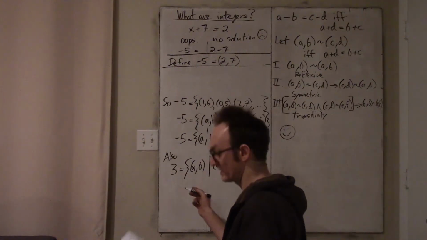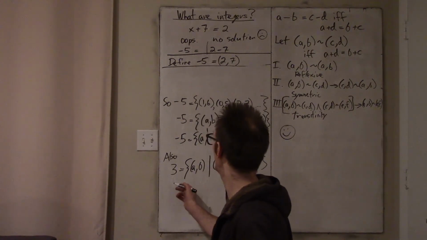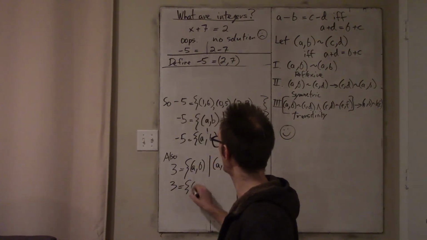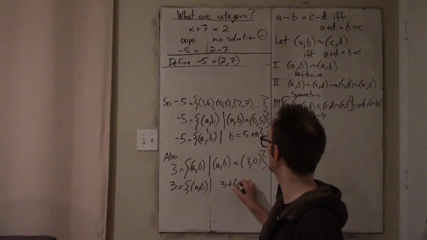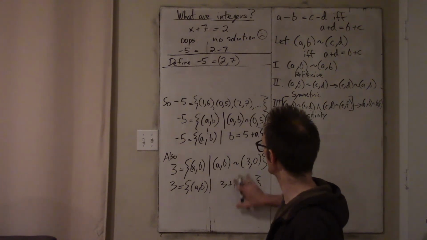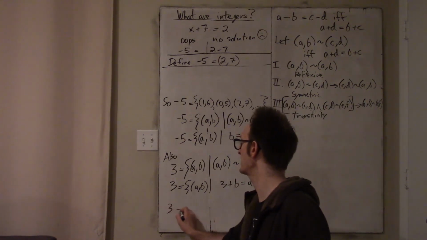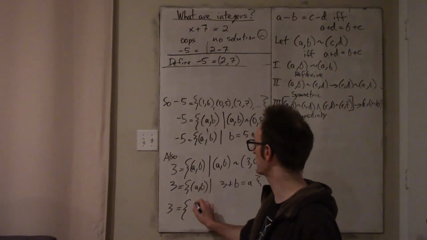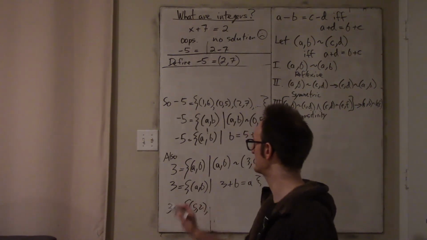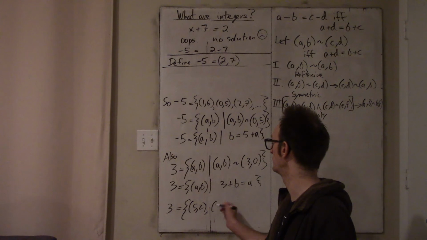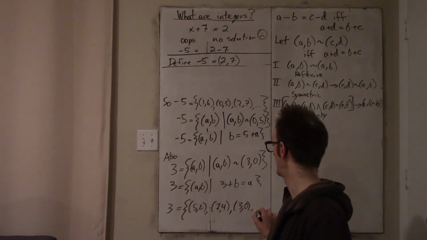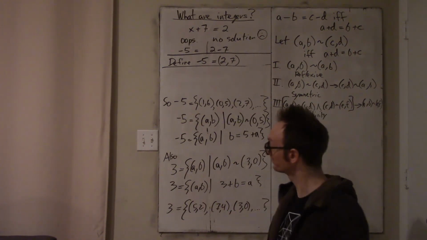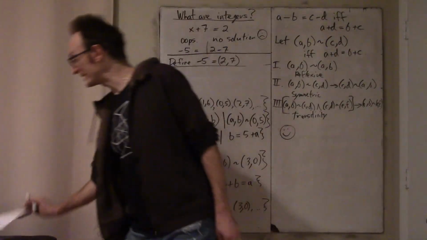I think you see how this works, right? 3 is now the set of all ordered pairs such that 3 plus b equals a. And so it all just works. And the end result is that the integer 3, for consistency, is like 5 comma 2, 7 comma 4, etc., and also 3 comma 0, where these numbers are all natural. Okay, so we did it.